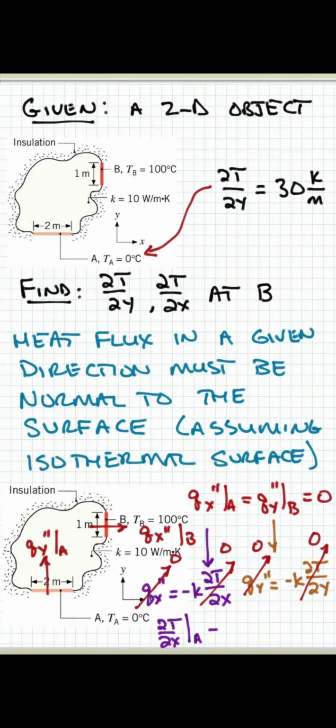So this gives us one of the results that we're asked for. The temperature gradient with respect to y at surface B is 0 because there's no component. Any heat flow in the y direction would not pass through that surface.